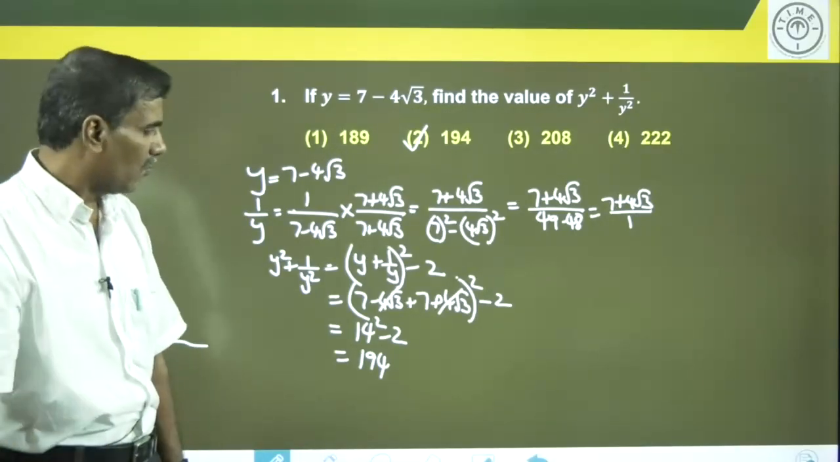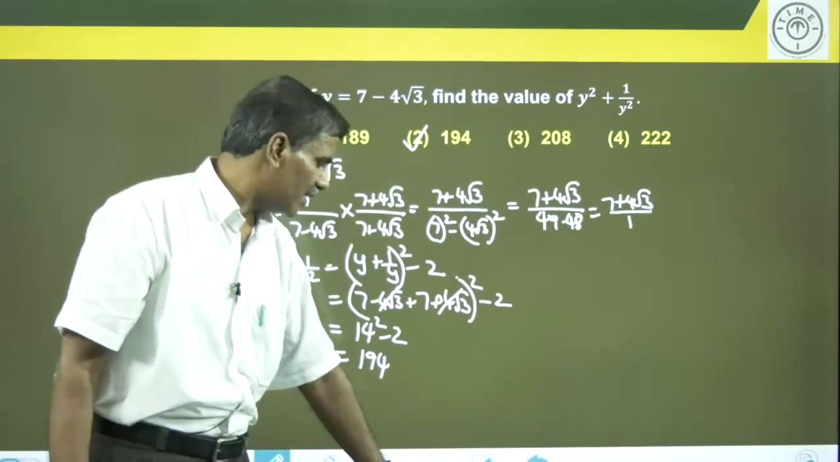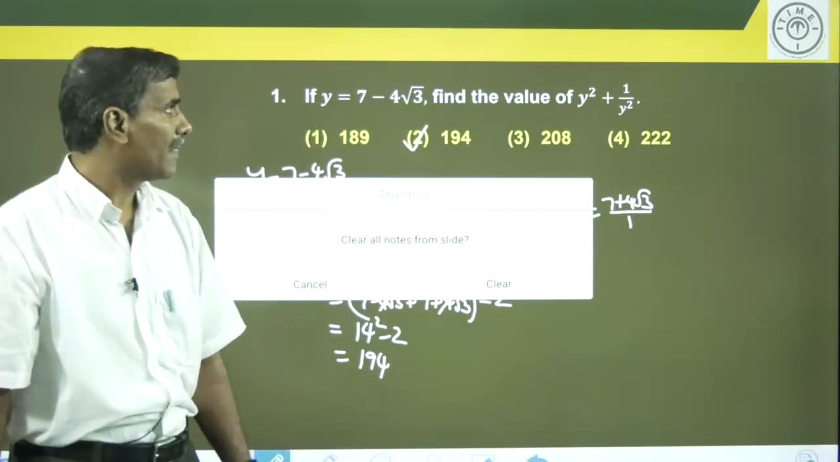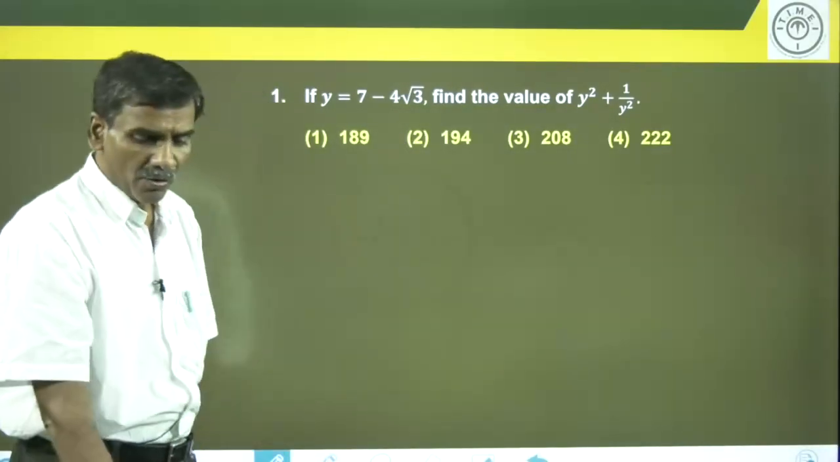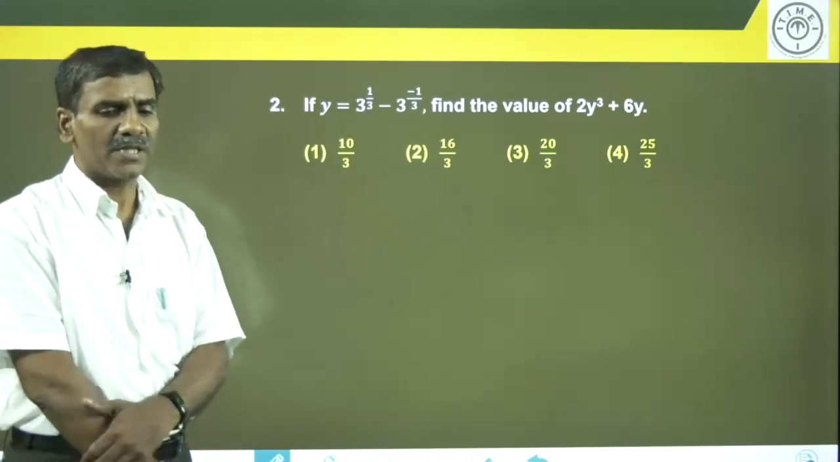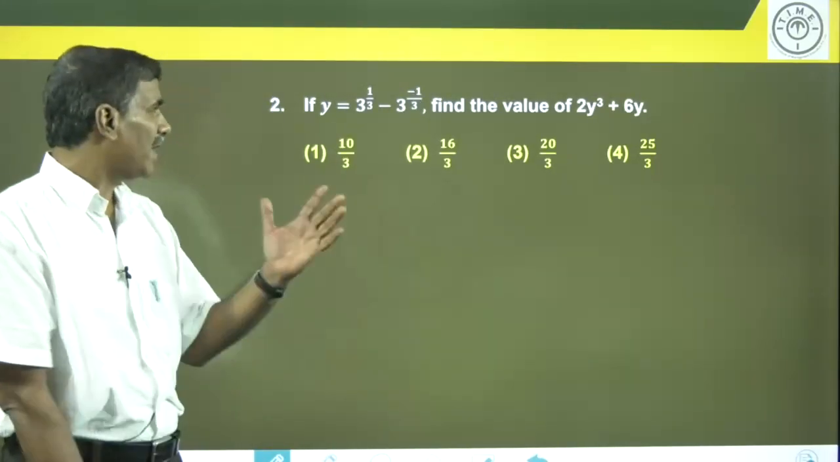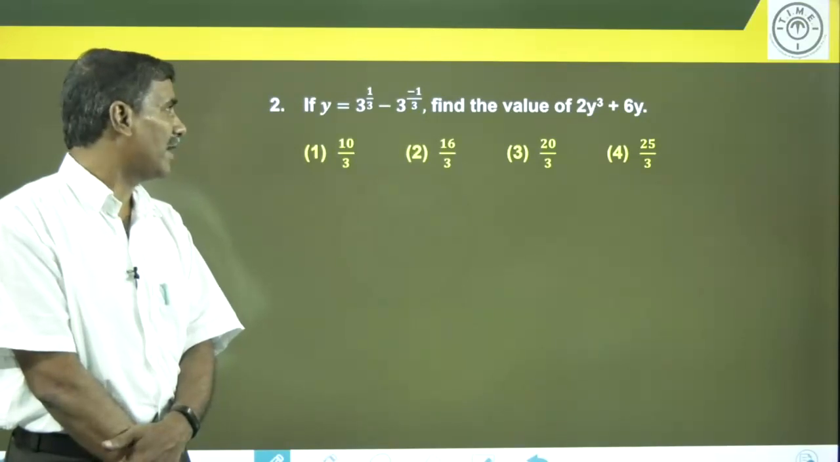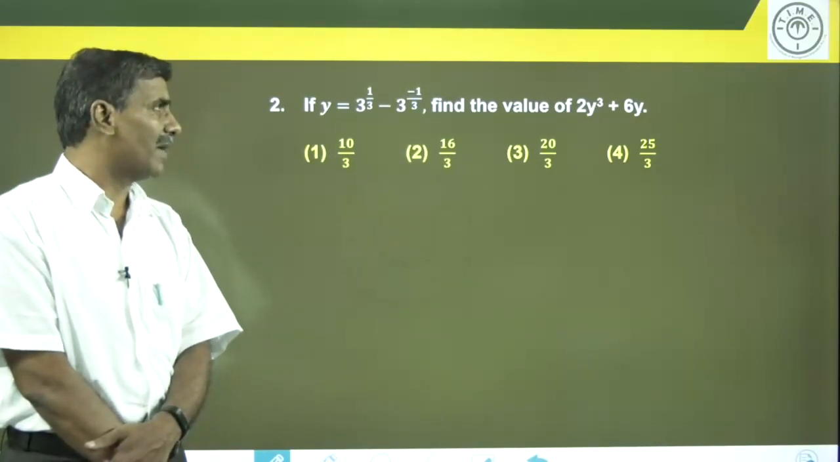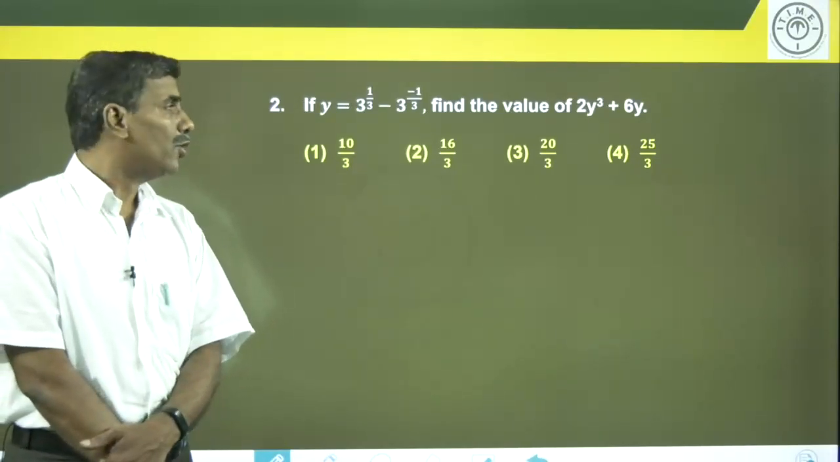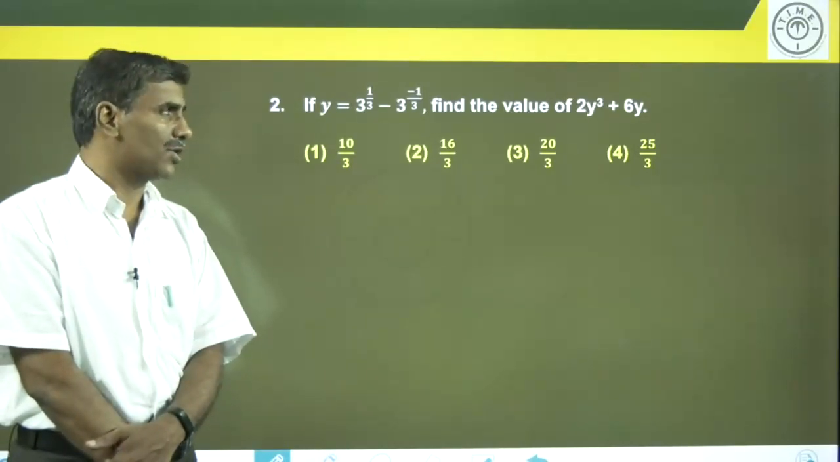So let's look at one more question dealing with indices and surds. Right, so let's focus on the next question. The question is mainly focusing on giving us y in terms of some expression, like y is equal to 3 power 1 by 3 minus 3 power minus 1 by 3. Then what is the value of 2y cube plus 6y is the question, right?